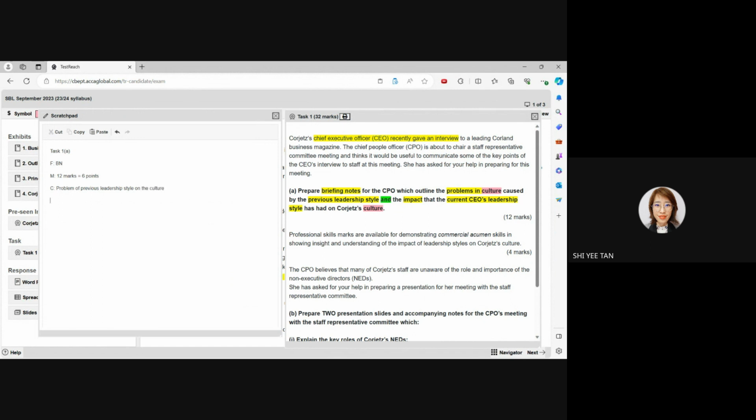So it's the problem. Then the second part is the impact of the current leadership style on the culture. That's what you're supposed to write. So basically, if you have 12 marks, you can safely say it's 6 and 6, which means 3 each, some sort like this. But if you have more points, you can always write more, because you're supposed to write more so that you can secure the maximum marks.